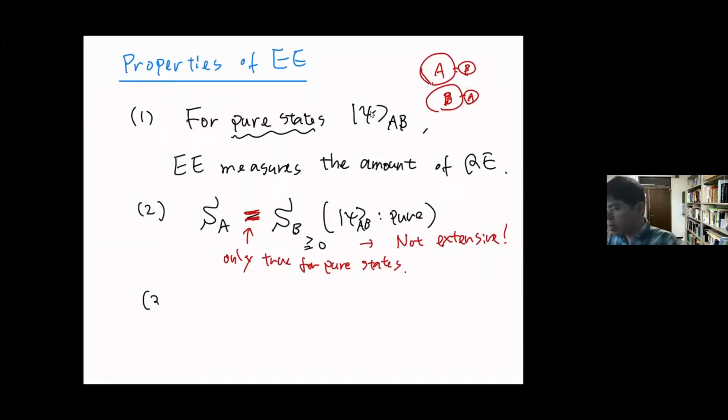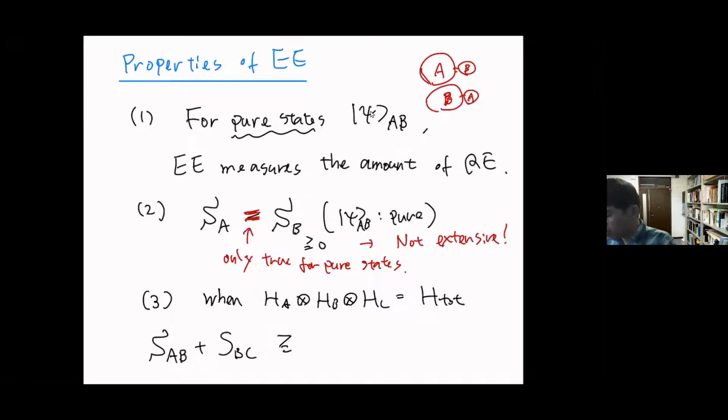And number 3, when we talk about this 3-partite system, let's assume this total system is 3-partite. Then we have some basic inequality called strong subadditivity. This is a very basic inequality: S_AB plus S_BC is greater than or equal to S_ABC plus S_B. Here, of course, AB means A union B. So this is called strong subadditivity.